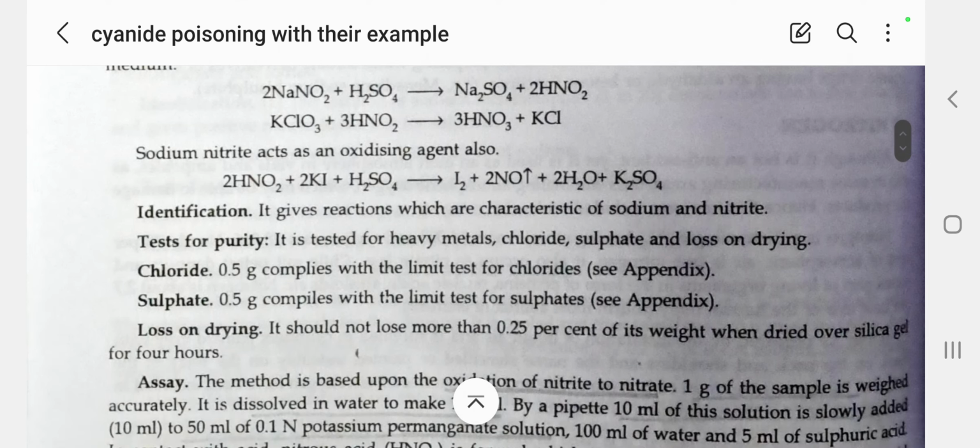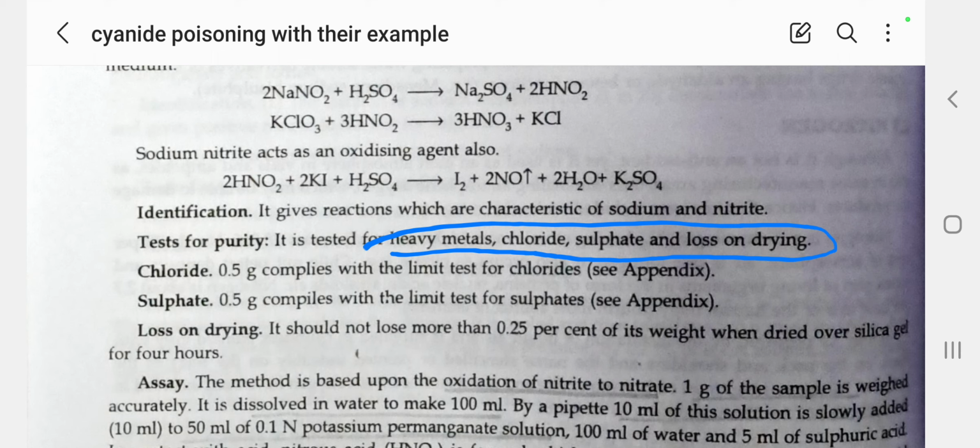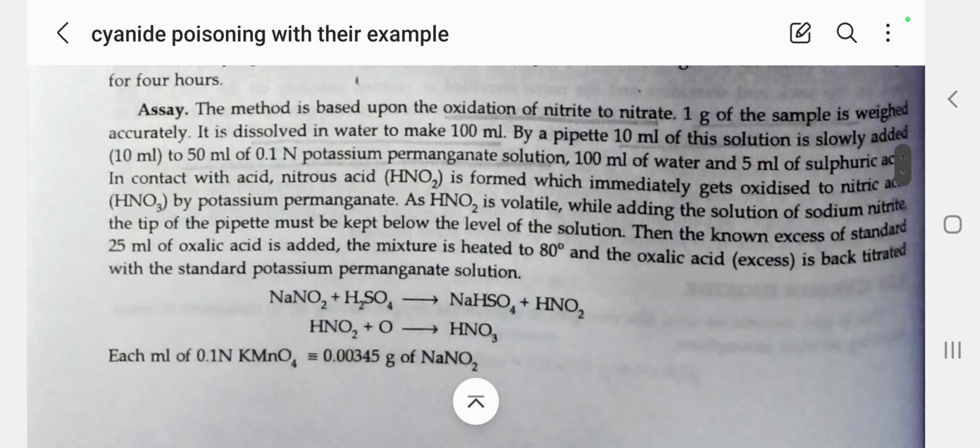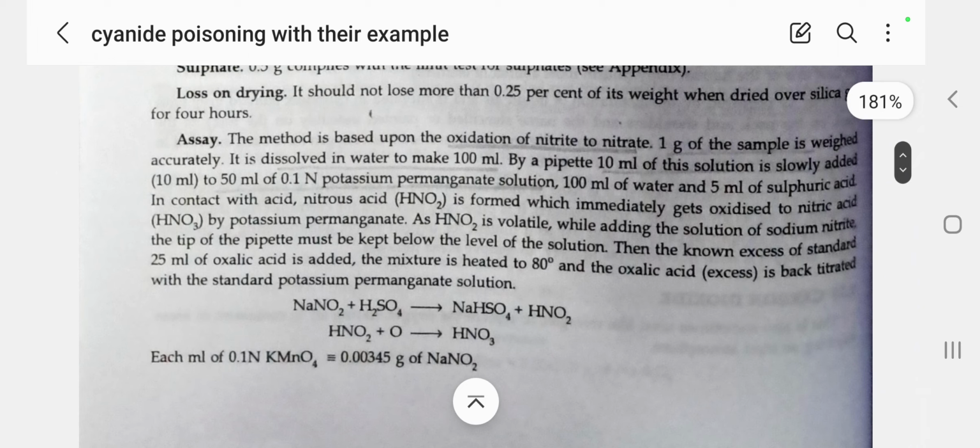Next, the test for purity. It is tested for heavy metals. We already know how to perform the limit test for lead, the limit test for chloride and sulphate, and loss on drying. Next, how do you perform the assay? The method is based upon the oxidation of nitrite to nitrate.